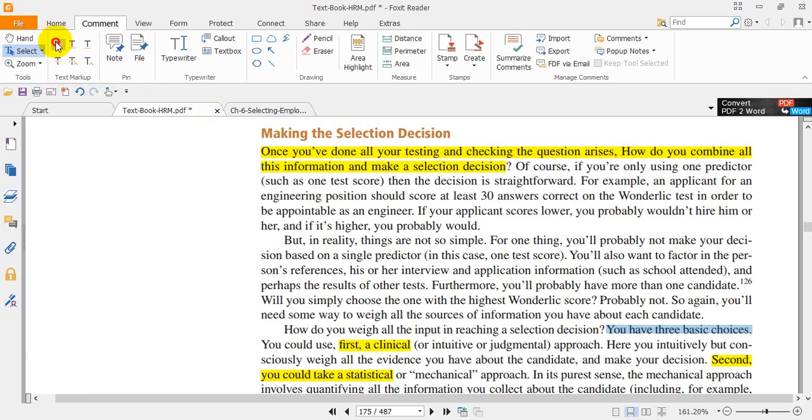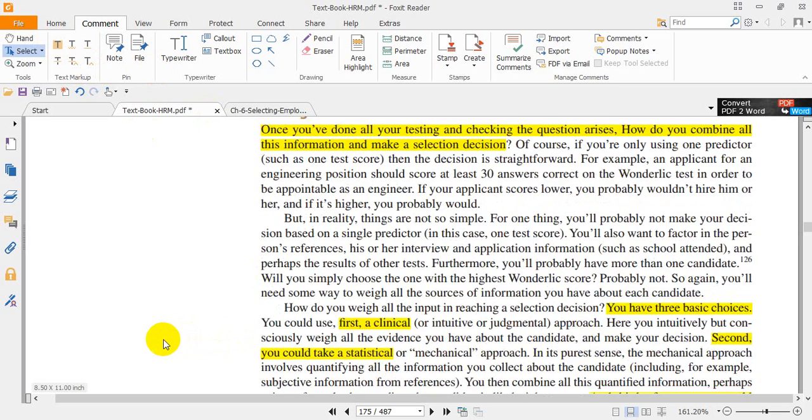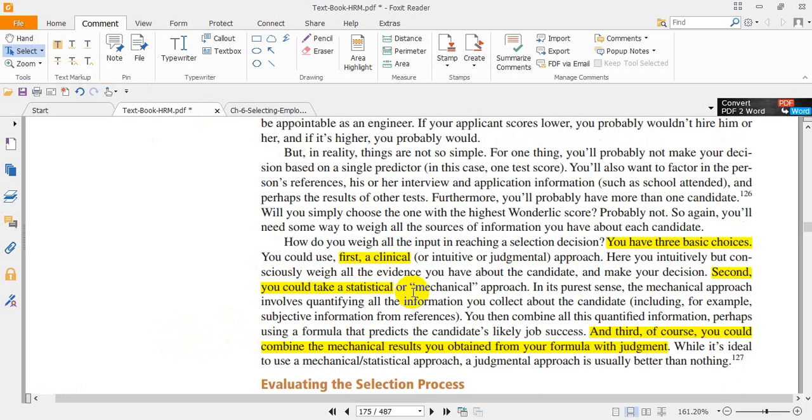Firstly, the clinical or intuitive judgment approach. In this approach, you intuitively weight all the evidence you have about the candidate and make your decision.